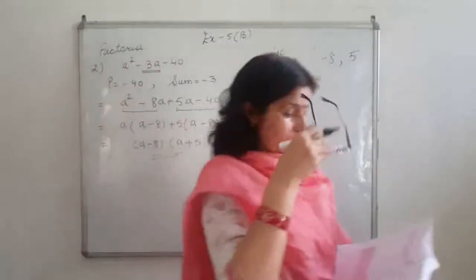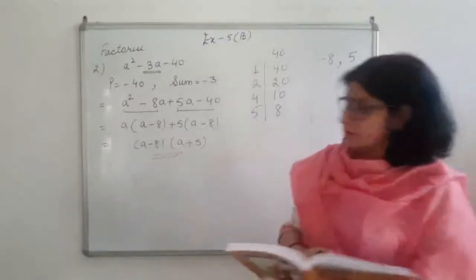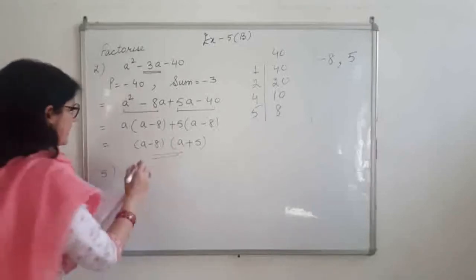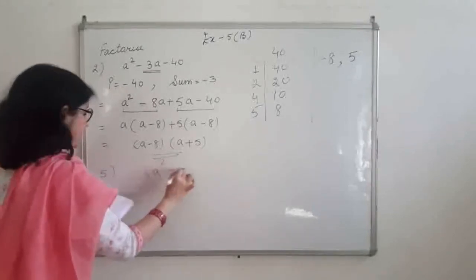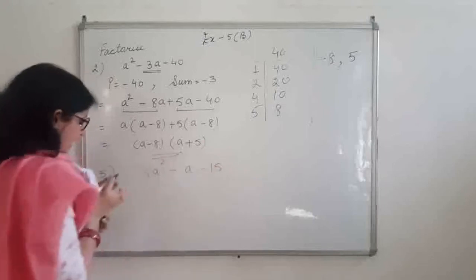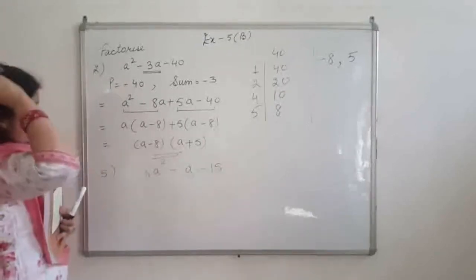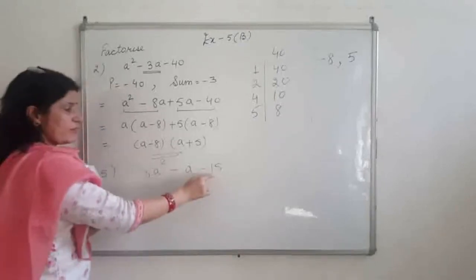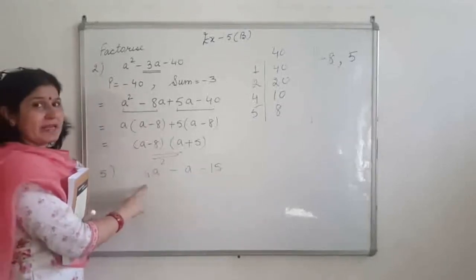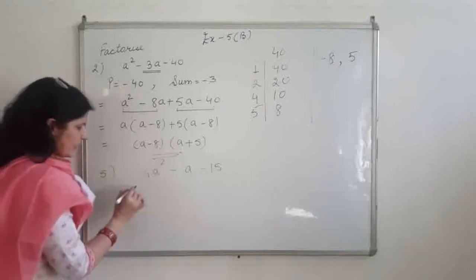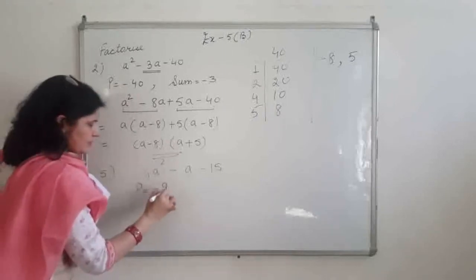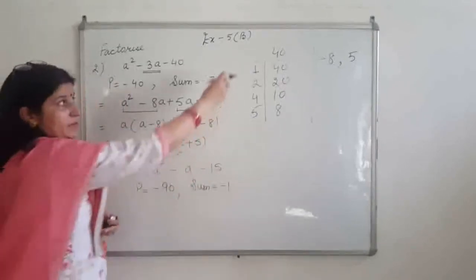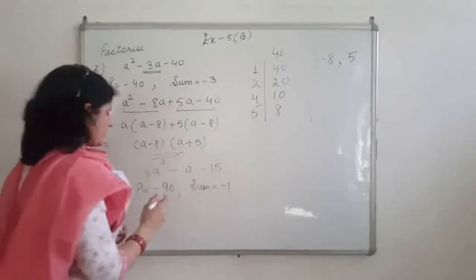Now our next question, number 5. The statement given is 6a square minus a minus 15. As I told you, for the product you have to take the coefficient of a square and the constant term. So here minus 15 multiplied by 6, what will we get? We will get minus 90. So the product is minus 90 and the sum is minus 1. Similarly you can do it, I do it straightaway here.